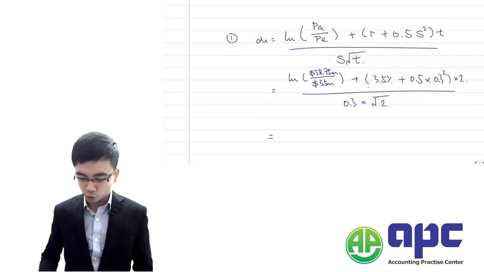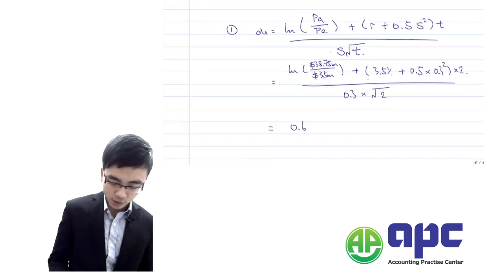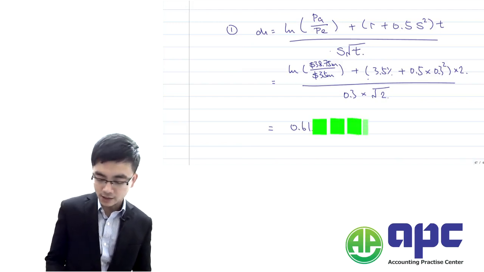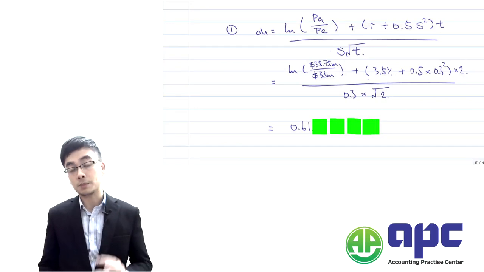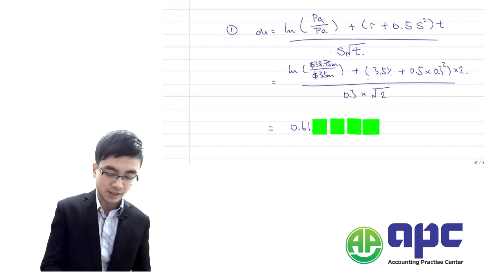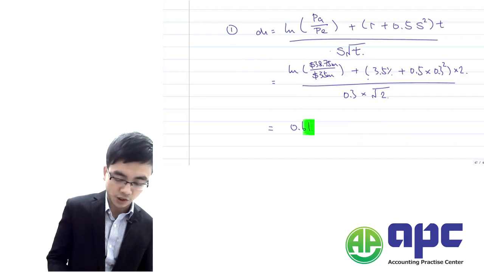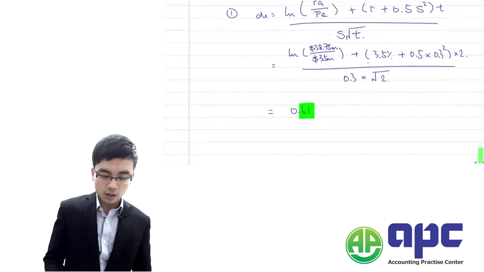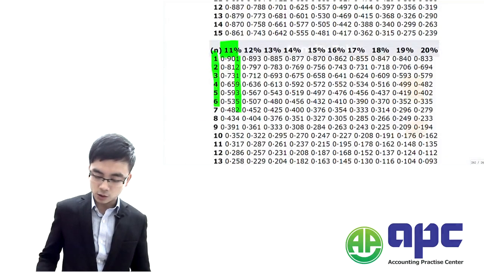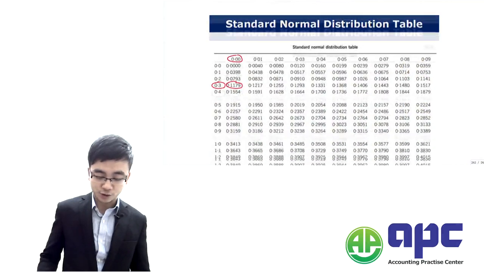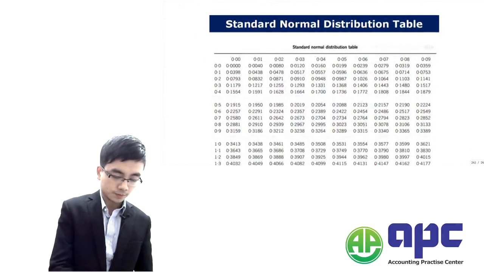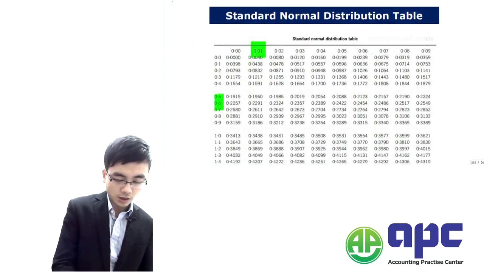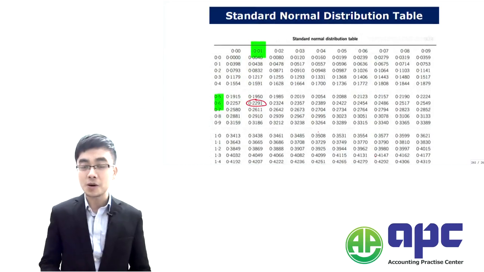Right. I'm sure you've got the right answer, which is 0.61, allowing for rounding differences. You will see that there are many decimal places for that particular figure, but only keep 2 decimal places in the exam. Only keep 2, because that will save you lots of time and still get full marks. So 0.61, if you find it in the normal distribution table at the bottom of your notes, gives us 0.2291.